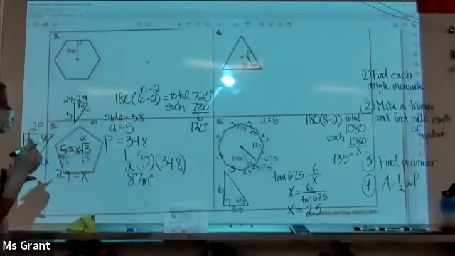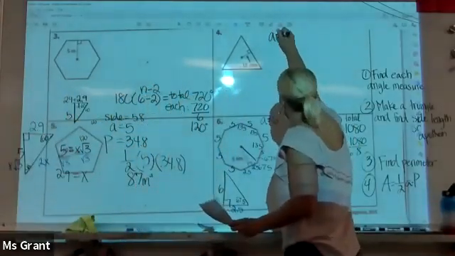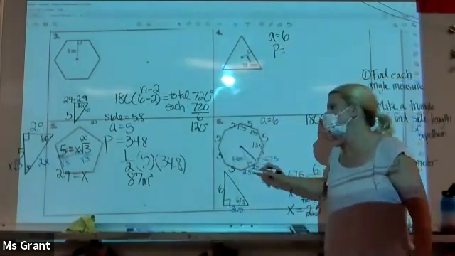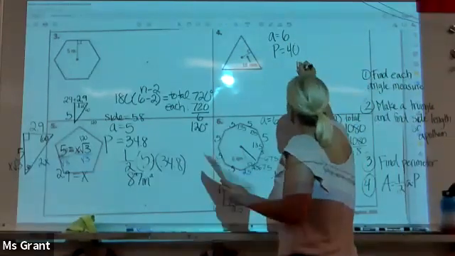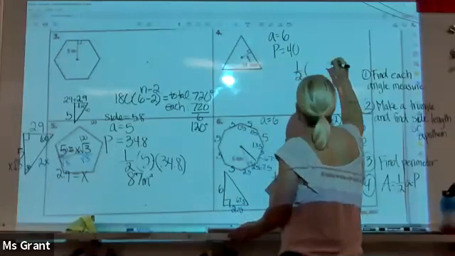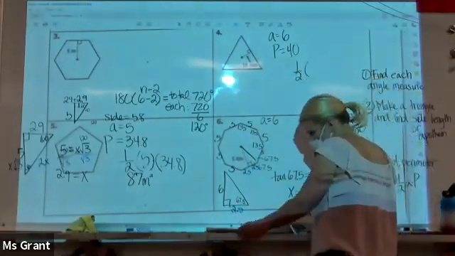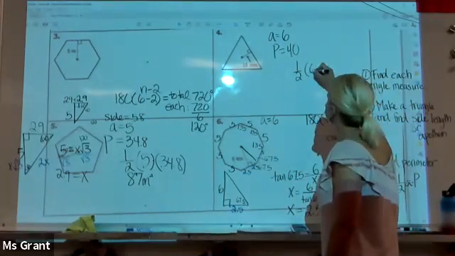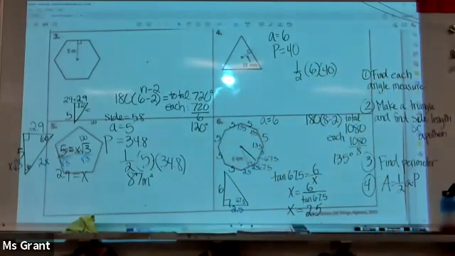And I'm totally out of room. I got to go up here. My apothem is 6. My perimeter, 5 times 8, is 40. So 1/2 times 6 times 40. Half of 6 times 40.